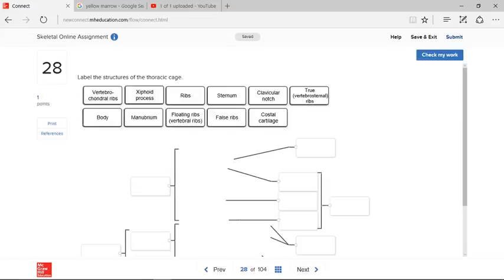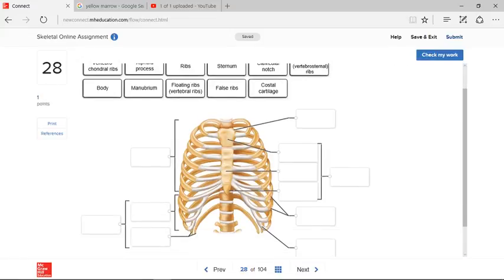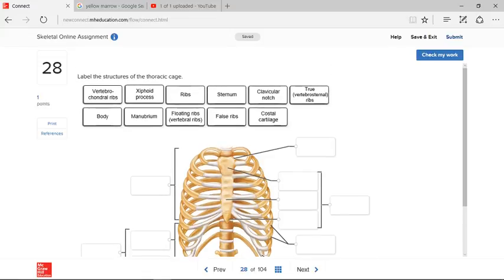Label the structures of the thoracic cage. Well, this is a nice question. I wish they were all like this. We can all learn some body parts right here. I want to flip to the page real quick, make sure I'm actually getting it right. When I say flip to the page, I have an anatomy book, and I'm using it as a reference point to answer these questions.